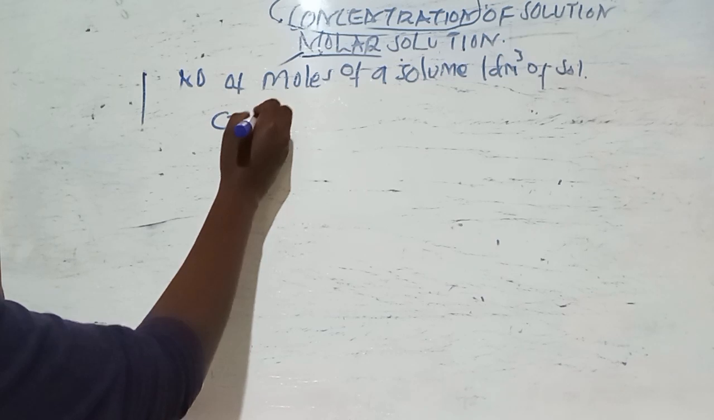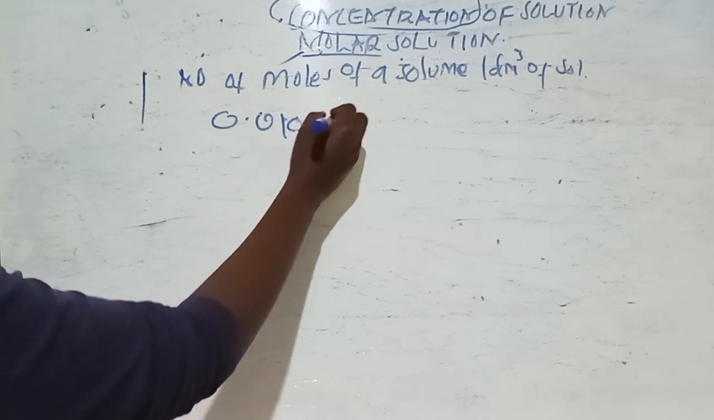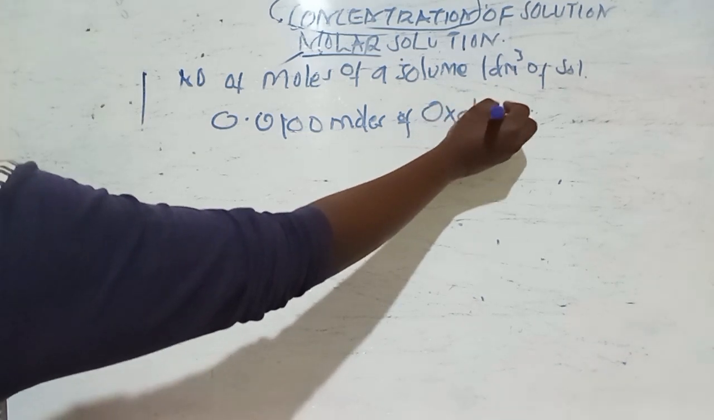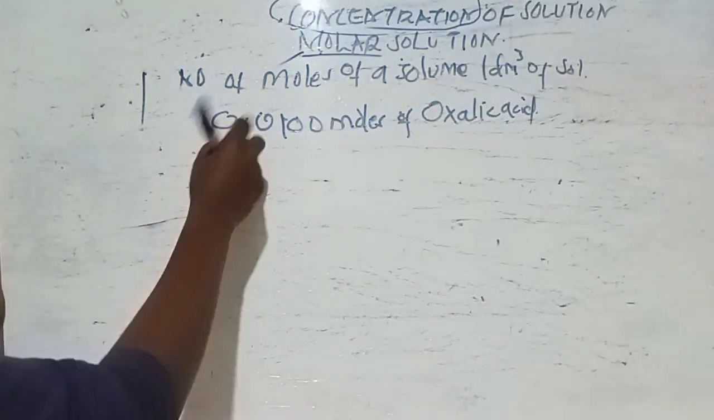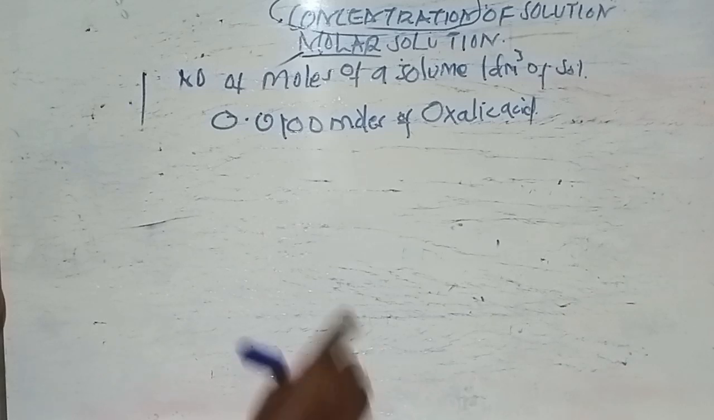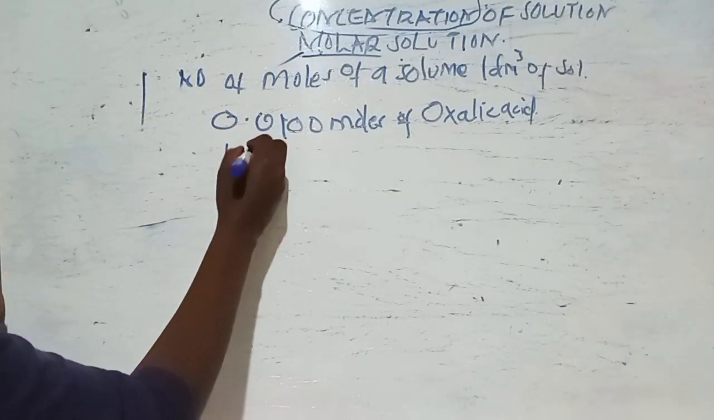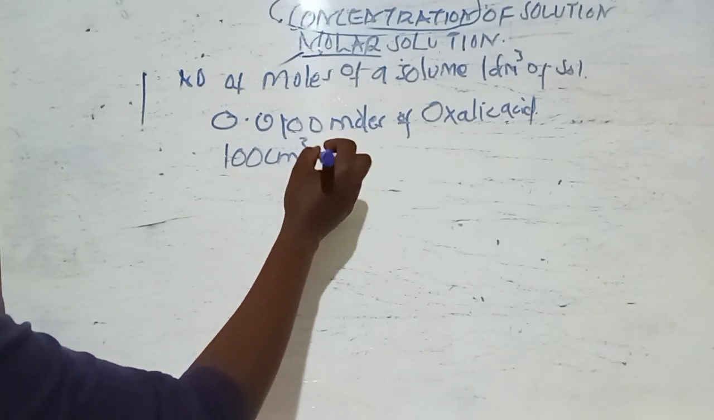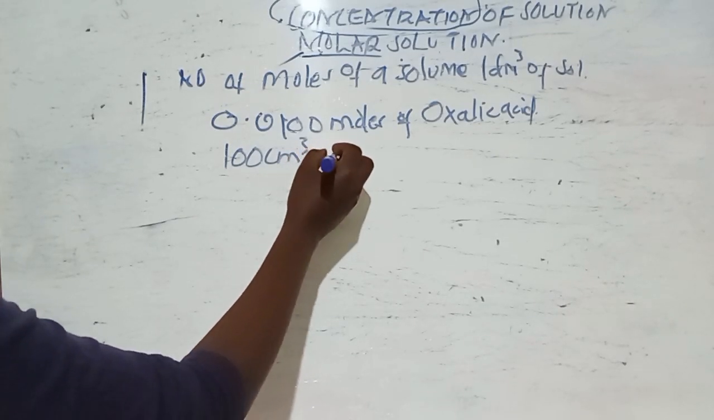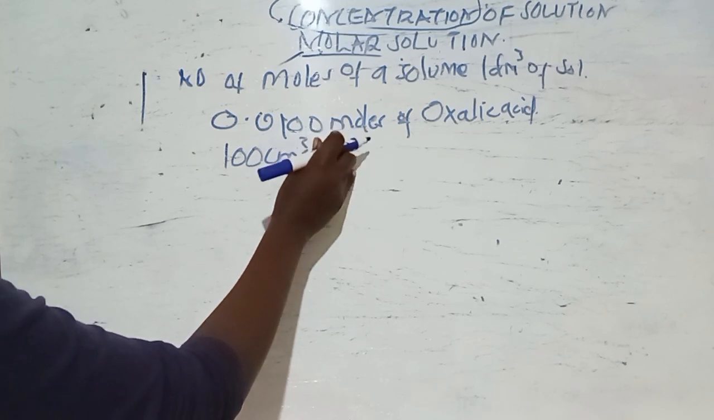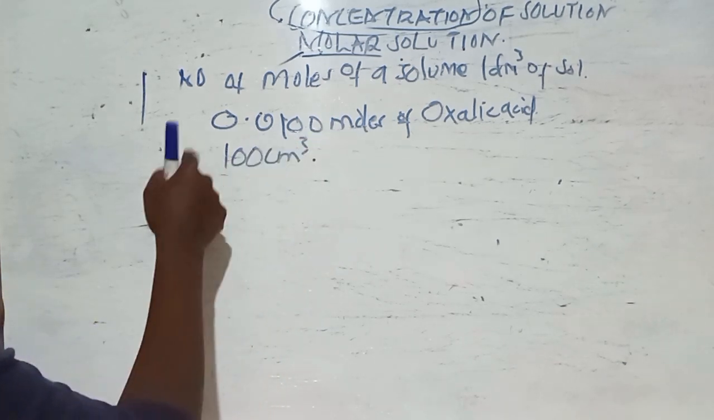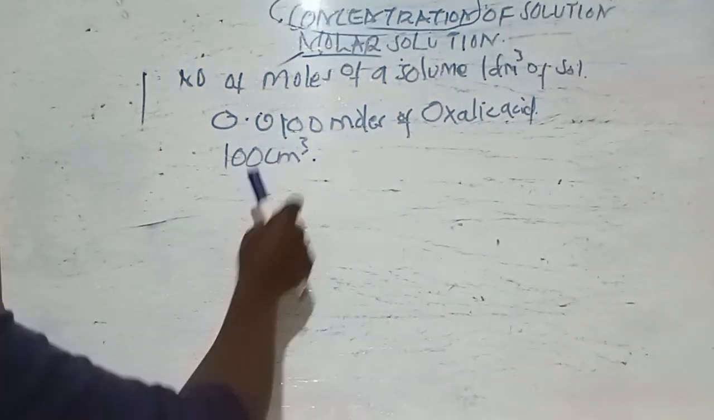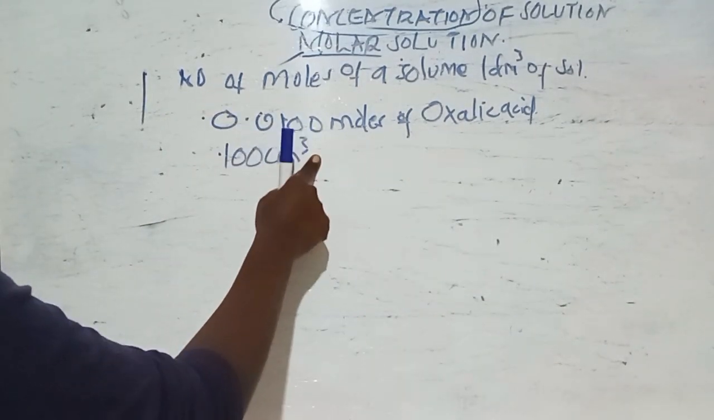We're saying 0.0100 moles of oxalic acid is dissolved in 100 centimeters cubed of solution. Calculate the molarity. So you have 0.0100 moles of oxalic acid dissolved in 100 centimeters cubed of a solution. Calculate the molarity.